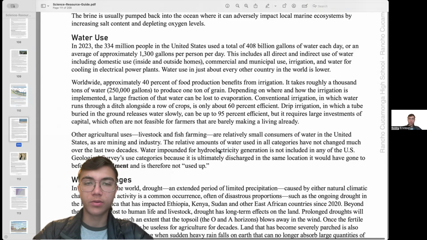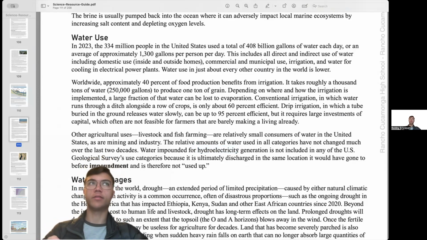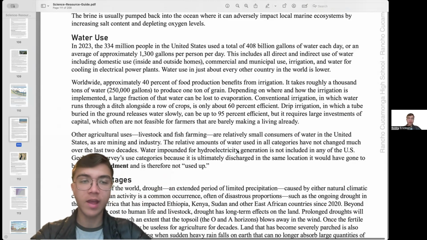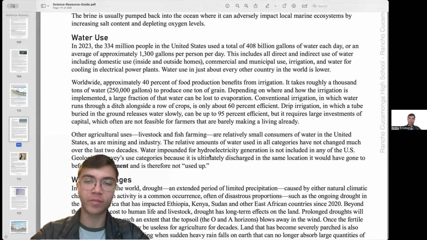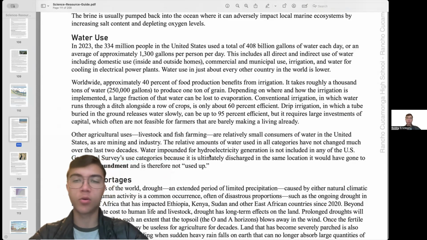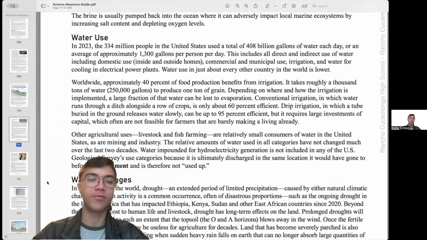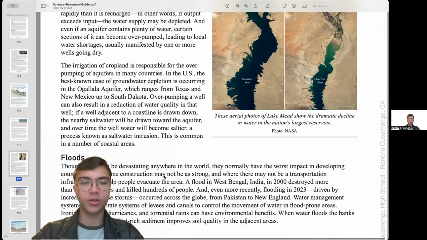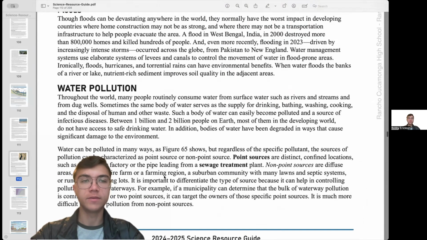Now, ultimately, water impounded for hydroelectricity. If we think about water being stopped from flowing in order to generate hydroelectricity, this is not included in the geological survey's categories because it's not being used. It's just ultimately being withheld and then eventually poured back into the same location it would have been before impoundment. Therefore, it's not used up in this way.